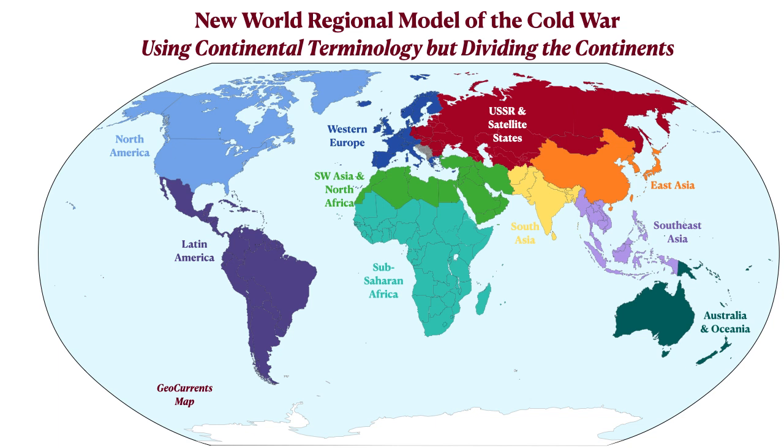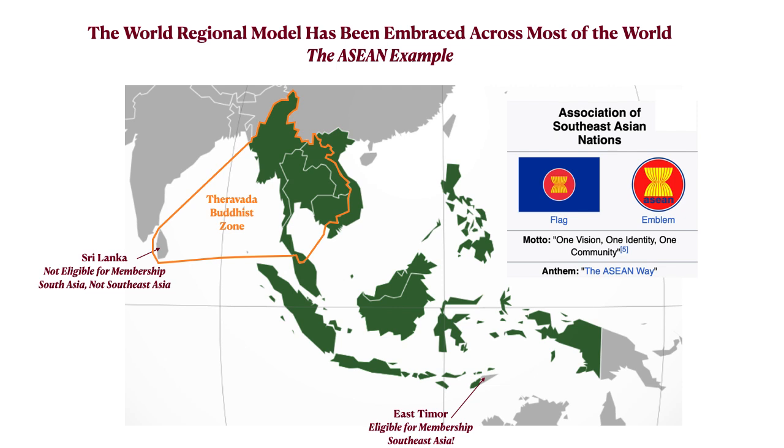There are many interesting things about this world regional model. One is it's been adopted by people all over the world. Not everybody by any means, but a lot of political leaders really use it. The best example of this is ASEAN, or the Association of Southeast Asian Nations. It uses the conventional definition of Southeast Asia that emerged out of the ethnogeographical board. All countries in Southeast Asia except East Timor are now members of this organization, and East Timor is eligible, and it's on the list to become part of ASEAN because it is part of Southeast Asia as conventionally defined.